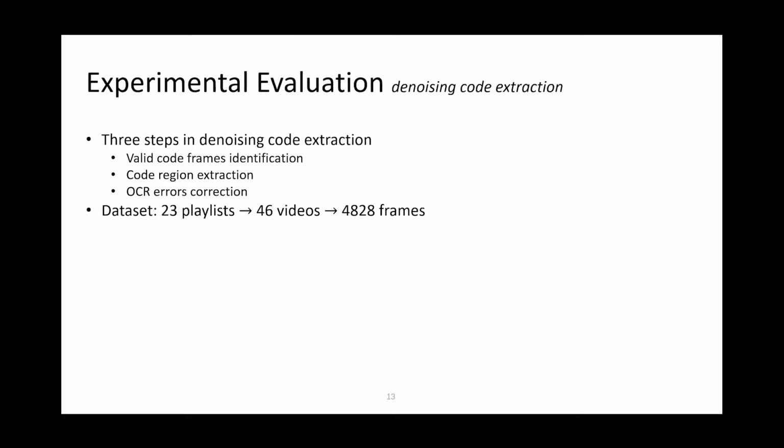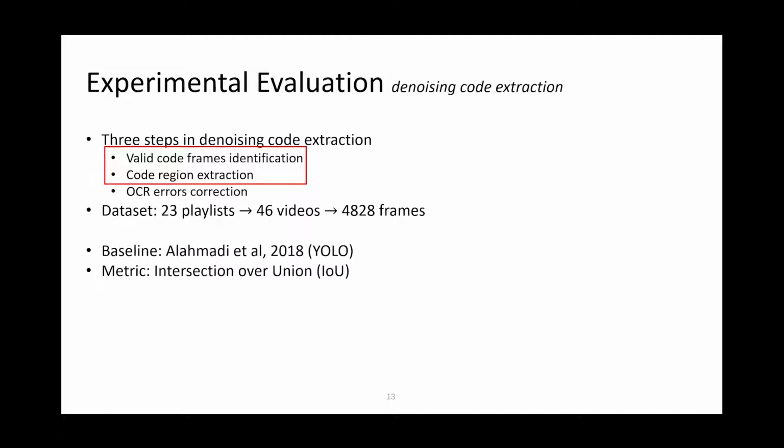To build the testing dataset, we collect 23 most popular playlists for Java tutorial from YouTube, and then randomly sample 2 videos from each playlist, which gives us 46 programming tutorials. Finally, there were 4,828 frames involved in the testing. For the former 2 steps, we use the approach of Alahmadi's work as our baseline, where a YOLO network is applied to identify valid code frames and crop the code region simultaneously.